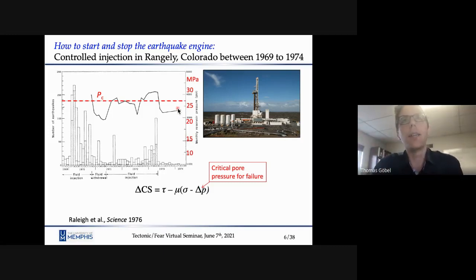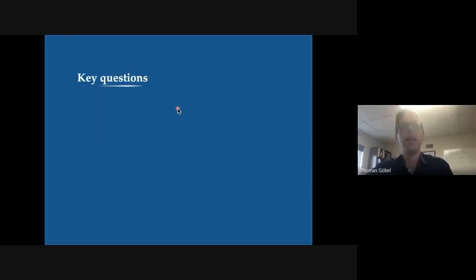But these absolute numbers are interesting when, in a few slides, we compare them to other estimates that we think are sufficient to induce earthquakes, let's say in Oklahoma or in states like Kansas. So here are a few MPa, and we'll compare it to some new calculations in a little bit.